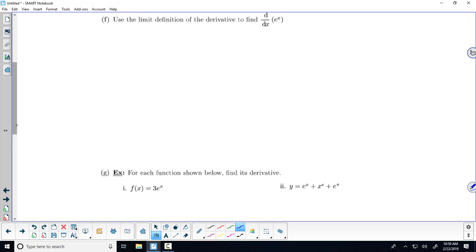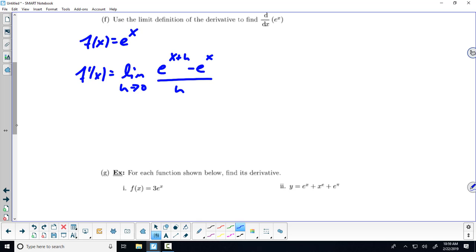Let's use the limit definition of the derivative to find the derivative of e to the x. So f of x equals e to the x. f prime of x then is equal to the limit as h approaches 0 of e to the x plus h minus e to the x all over h. Everyone see what I did there? Maybe not.